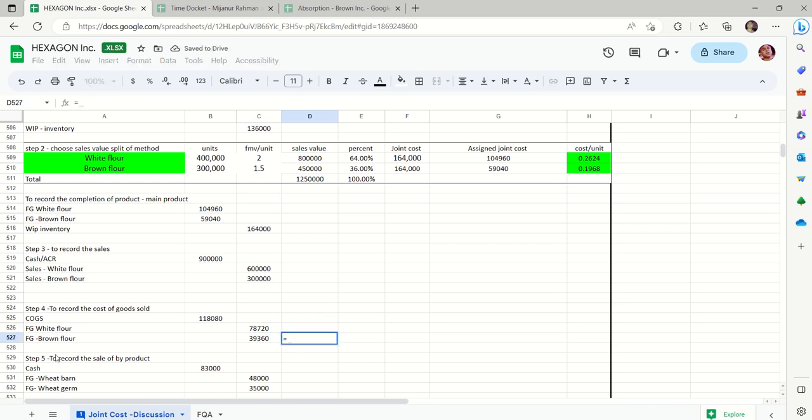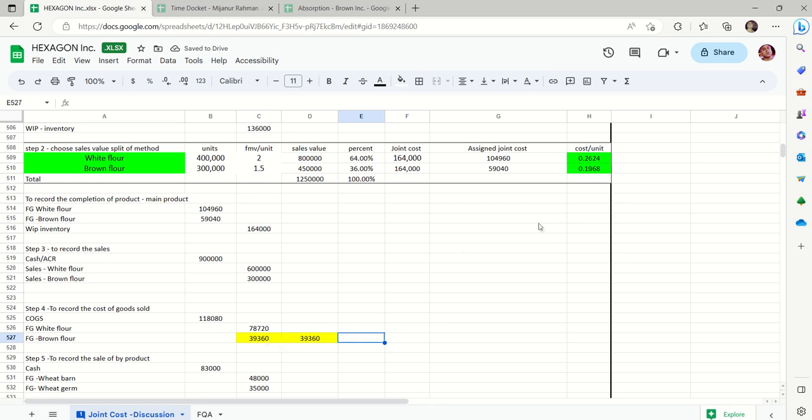The same thing for here. We would record the cost of goods sold. How do you do that? 200,000 pounds. When I say 200,000, I don't mean money, I mean pounds. In pounds, multiplied by cost of goods sold, and that is $39,360. We just simply multiply 200,000 pounds by 0.1968. That would give us $39,360 right there. You can see it highlighted in yellow.